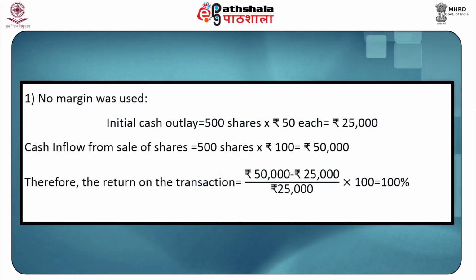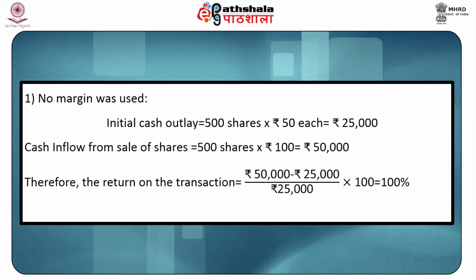If no margin was used, the initial outlay would be equal to 500 shares multiplied by rupees 50, which would be equal to rupees 25,000. Cash inflow from sale of shares would be equal to 500 multiplied by 100, which would be equal to rupees 50,000.